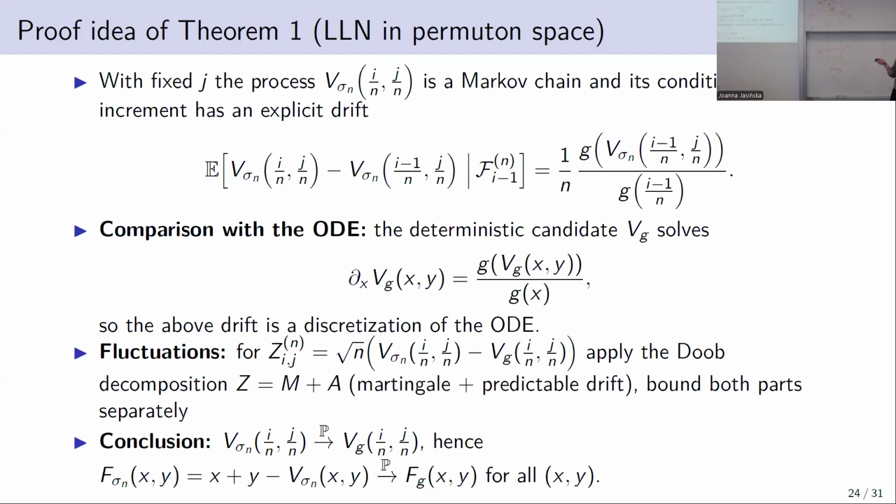To control the fluctuations of the difference, rescaled, we applied the Doob decomposition. So we represented this as a martingale plus some predictable process. We bounded both parts separately, and as a conclusion, we received the convergence in probability for the cup CDFs. As I mentioned before, one can pass from the cup CDF to the usual CDF that we like from probability classes. And it implies the pointwise convergence of the CDFs. So it implies convergence to the permuton limit.